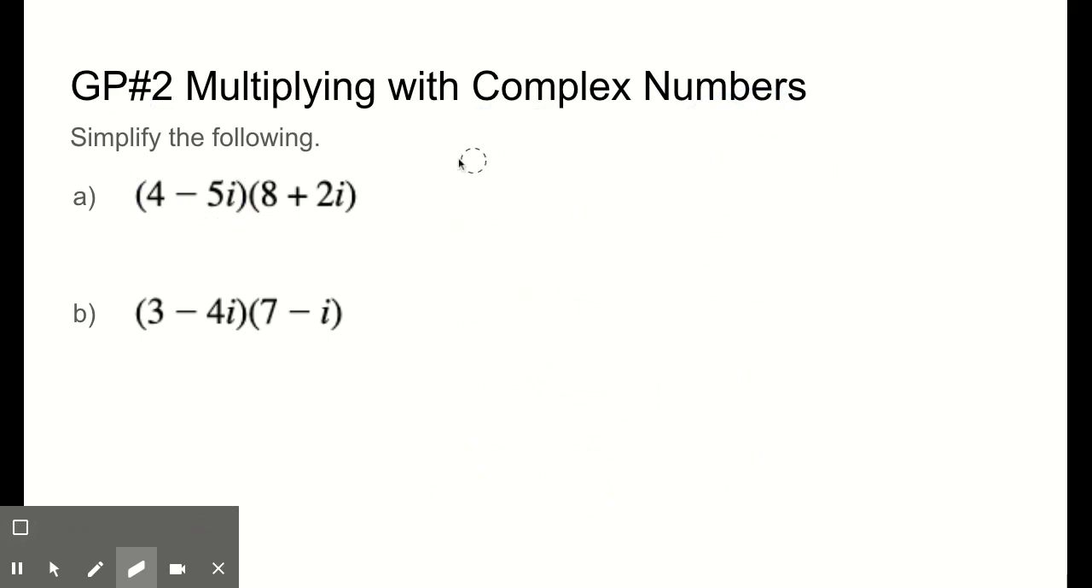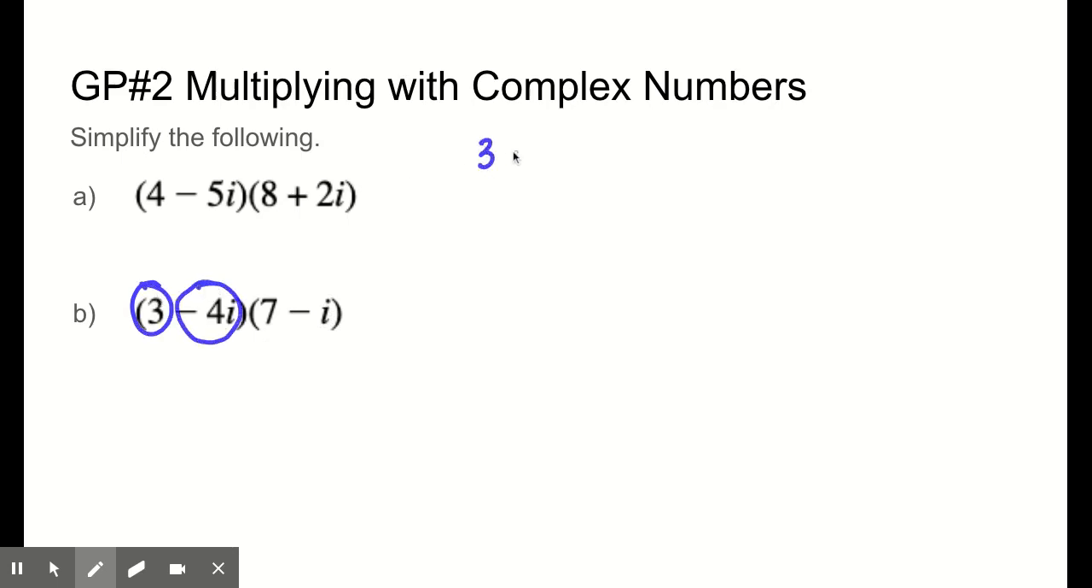Let's take a look at another one. So we have 3 minus 4i times 7 minus i. So there's an invisible 1 in front of that i. So we're going to break apart this first binomial. We have 3, and then we have negative 4i. So we're going to have 3 times the second binomial, 7 minus i, minus 4i times 7 minus i.